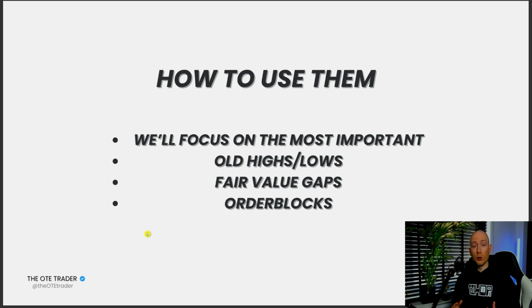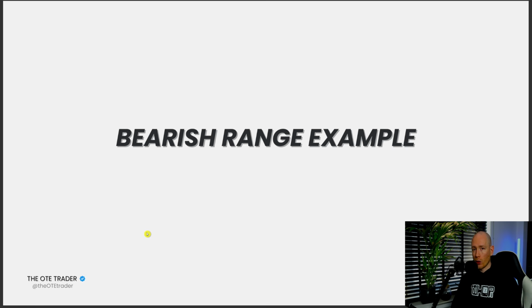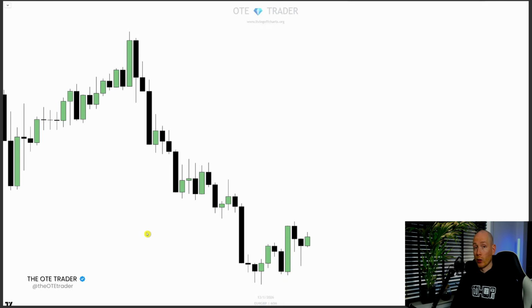Now, how are we going to use these PD arrays? Like I said earlier, we're not going to focus on every single one of them. I'm going to outline the most important ones, which I personally use when trading, and we'll focus on old highs and lows, the highest premium and discount, fair value gaps, and order blocks. So let's go over a bearish example first. We've got a blank chart over here. It's Euro GBP from 13th of January 2026.